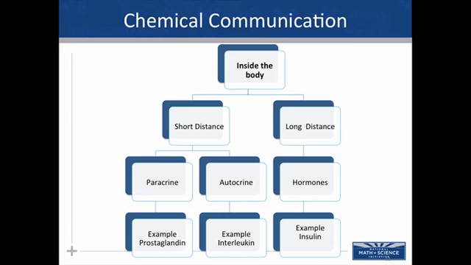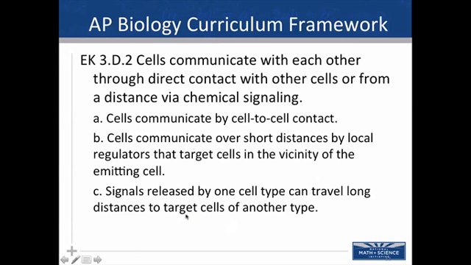So chemical communication could be, first of all, as we mentioned, outside the body, extracellular, or even extraorganismic. And then in this case, we're going to look at communication inside the body. So this flow chart just shows you a simplified classification system for cell communication that's going to occur inside the body. So let's look at what our curriculum framework tells us we need to know.